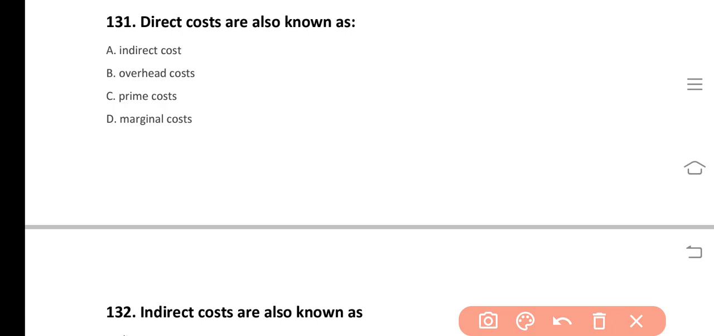MCQ number 131. Direct costs are also known as indirect cost, overhead cost, prime cost, marginal cost. So the correct option is option C, prime cost. Prime cost equals direct labor cost plus direct material cost, so these are also known as direct costs or prime costs.